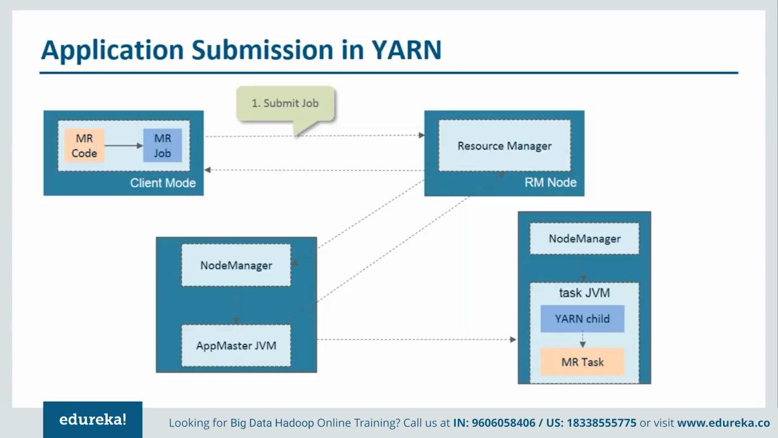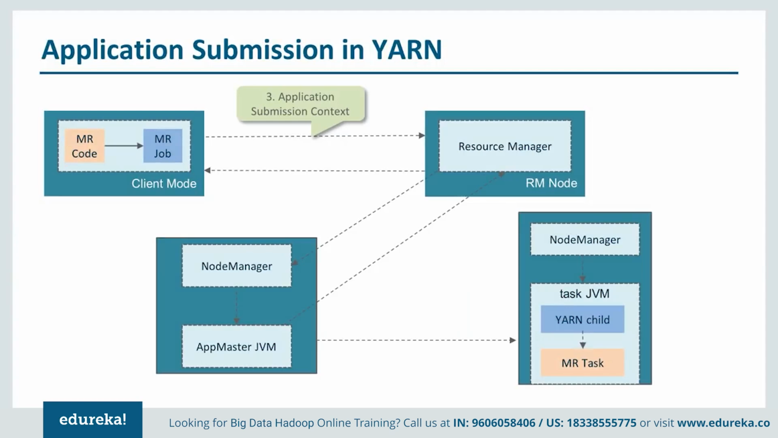A client communicates with the application manager component of the resource manager to initiate this process. The client must first notify the resource manager that it wants to submit an application. The resource manager responds with an application ID and information about the capabilities of the cluster that will aid the client in requesting resources. Next, the client responds with an application submission context. The application submission context contains the application ID, user, queue, and other information needed to start the application master. In addition, a CLC, that is container launch context, is sent to the resource manager.